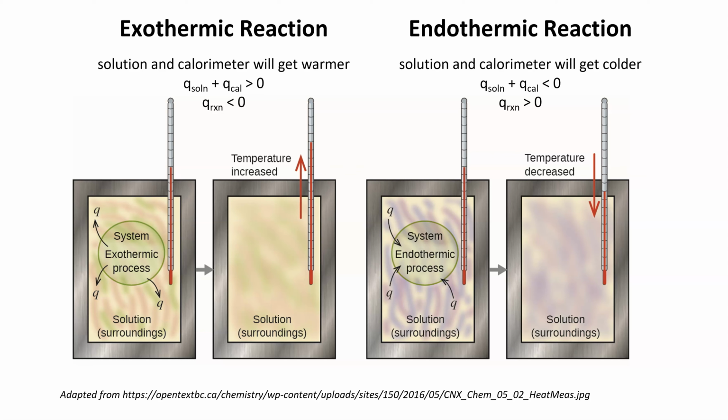So the Q for the solution and the calorimeter, when we add them together, is going to be less than 0. They will have released or provided the heat to our reaction, and the Q for our reaction is going to be greater than 0. It's absorbed energy in the form of heat in order for that reaction to happen. So again, from our reaction's point of view, it's gained heat. From our surroundings' point of view, it has lost heat, so its temperature has decreased.